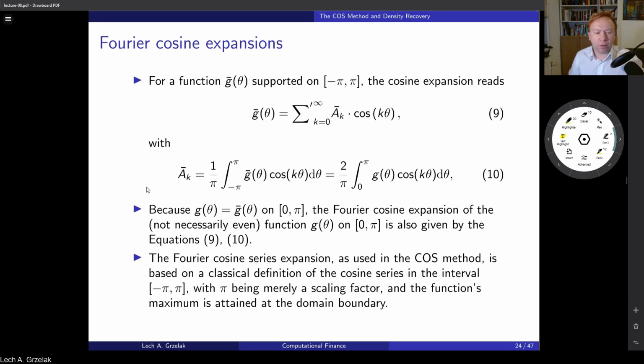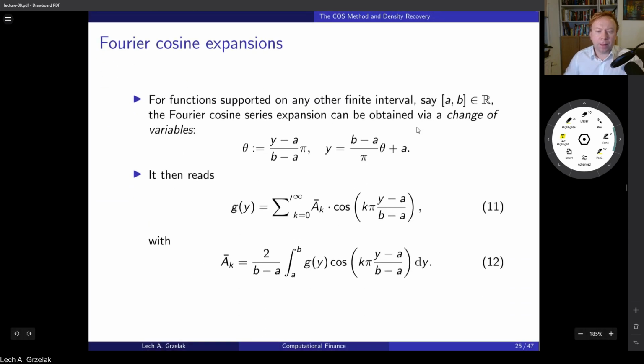There are a few details here, but the most important thing that we have to do first is to notice that we are integrating from 0 to pi. We need to change that domain by changing variables. We need to have integration happening from a to b. And this is what we do here. If we would like to have a finite support a and b, those are the parameters we choose for our domain, of course, they are in R, then we have to perform a change of variables. So we change the variable theta to be y minus a over b minus a times pi, and the same we do for y. This allows us to integrate or recover a function in a specified interval.